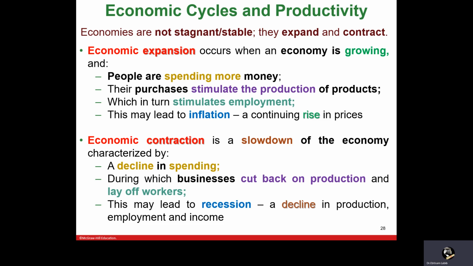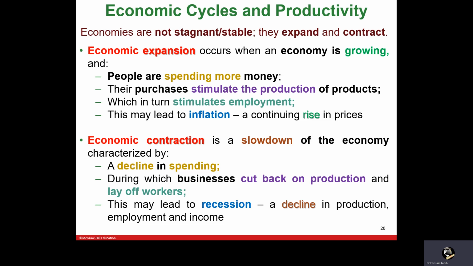The other way, we said that economies either expand or contract. So economic contraction is the opposite of economic expansion. There will be a slowdown in the economy, and as a result, there will be less spending, less money in the hands of consumers. So there will be a decline in consumer spending, and the businesses will have to cut back on production. Why? Because the consumers don't have enough money to buy products.